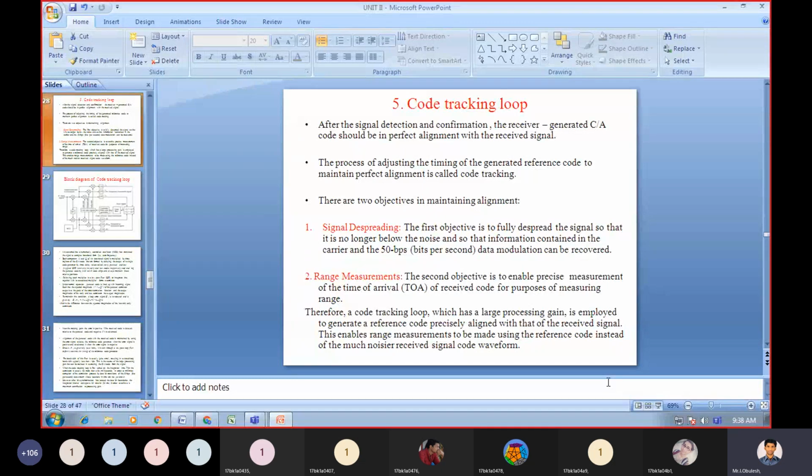The first objective is to fully despread the signal so that it is no longer below the noise, and so that information contained in the carrier and the 50 bits per second data modulation can be recovered.